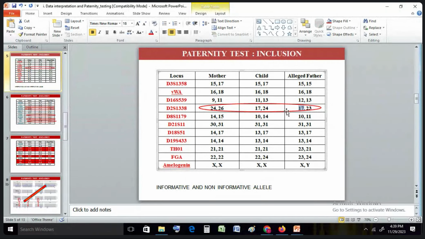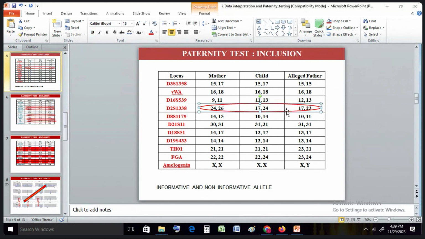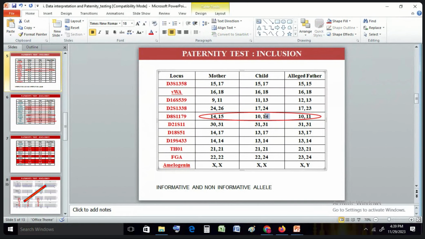Next one, check. Again, the 14 must come from the mother. 14 must come from the mother, because 10 is not present in the mother. 14 must come from the mother, and 10 is the obligate allele. It must come from the other guy, which is the alleged father here, and he also carries 10. So it is also a match result.